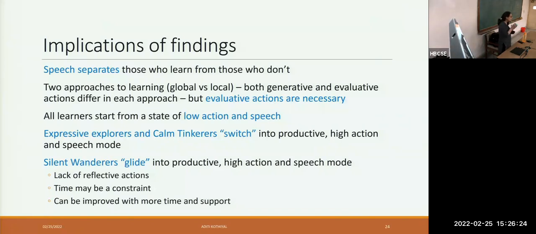GN has a question saying, what I read in the implication of findings still appears as observations rather than implications. Can you clarify?